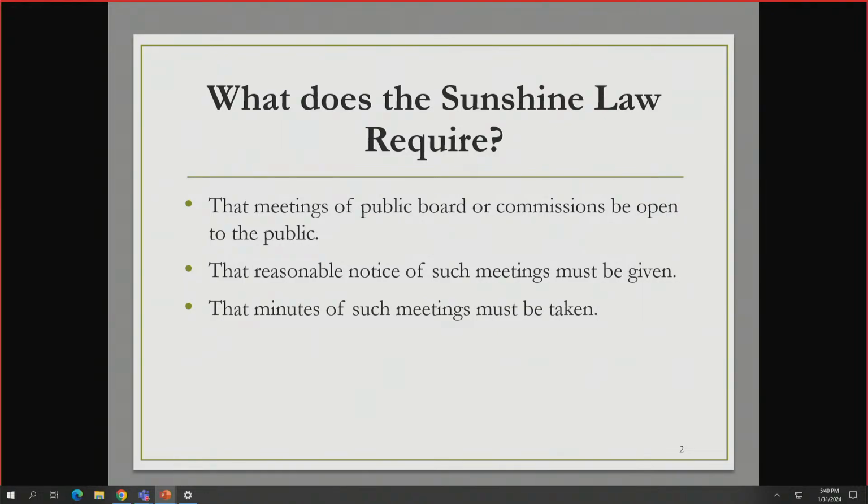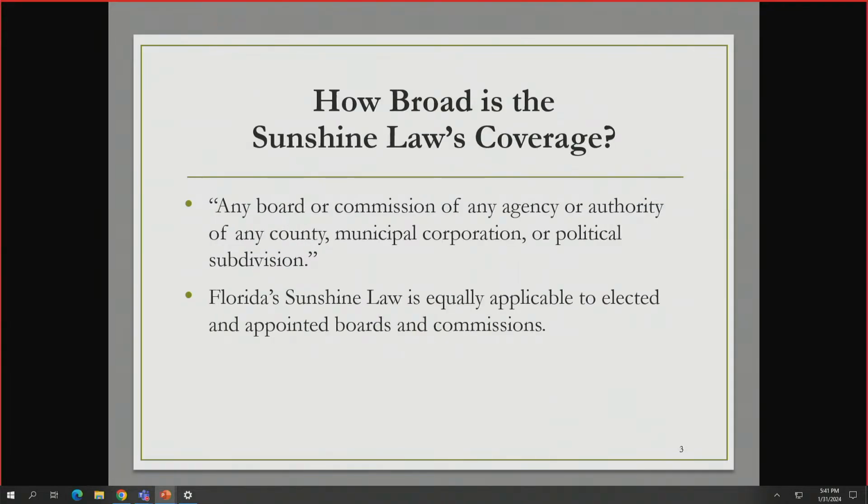Reasonable notice of the meetings is to be given, and minutes of each of the meetings must be taken. Next slide. How broad is the coverage? This is straight out of the statute: any board or commission, any agency or authority of any county, municipal corporation, or political subdivision. We are home rule and a political subdivision in the state of Florida.